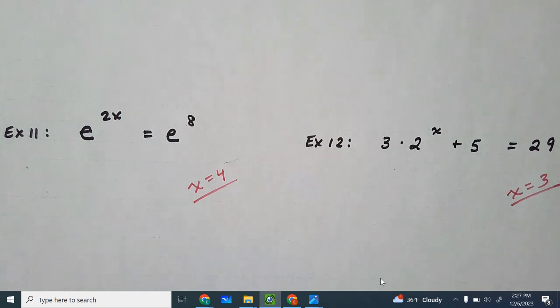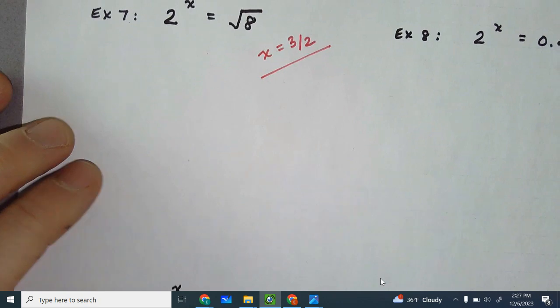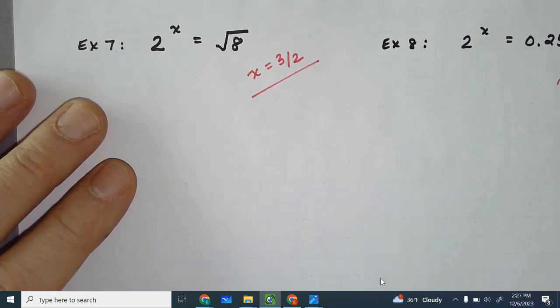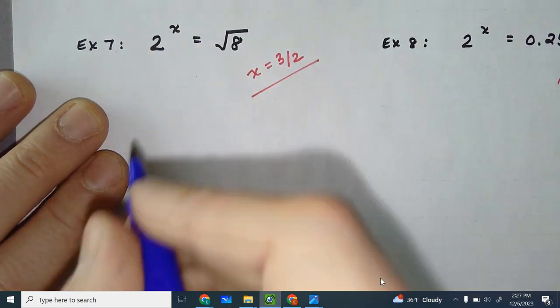If you didn't get any of these right, I want you to move the video to when I do that problem and go through it with me. So I'll begin with number 7 right here.